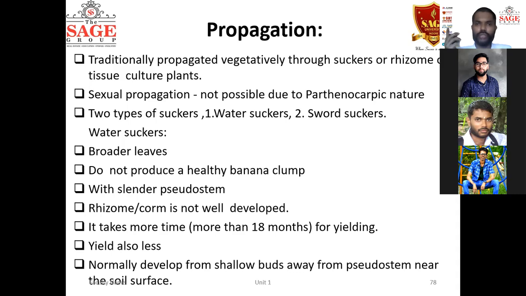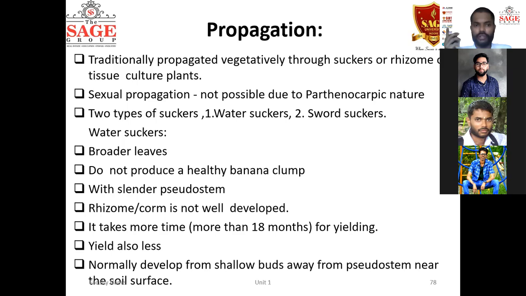Because of this, vegetative propagation is very popular as the commercial way of propagating banana. Among the vegetative methods, the sucker is the primary and basic source of planting material. You have two types of suckers: water suckers and short suckers, but we always prefer short suckers for planting. There is sometimes a question: what is the difference between water suckers and short suckers in banana?